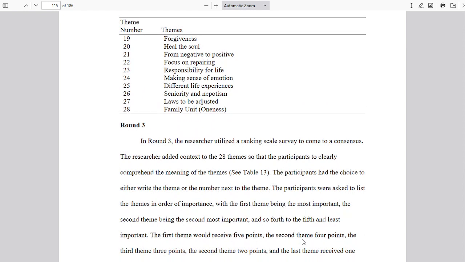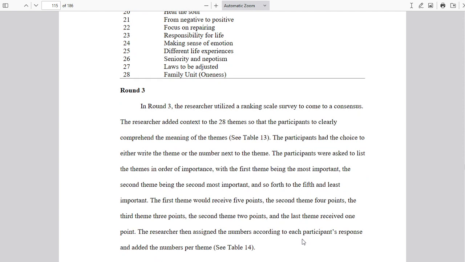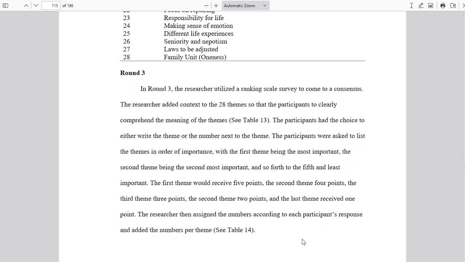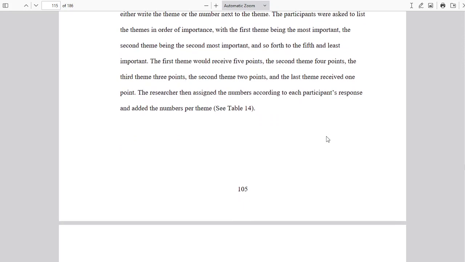In round 3, the researcher utilized a ranking scale survey to come to a consensus. The researcher added the context to the 28 themes so that participants could clearly comprehend the meaning. Basically they were voting on themes, and the way it was ranked was the first theme being the most important, the second theme being the second most important, and so forth to the fifth and last theme. The first theme would receive 5 points, the second theme 4 points, and so on.